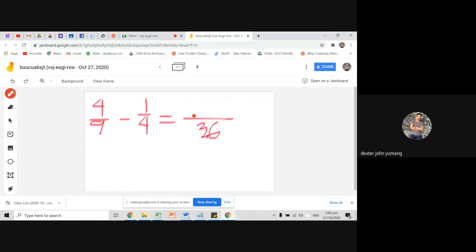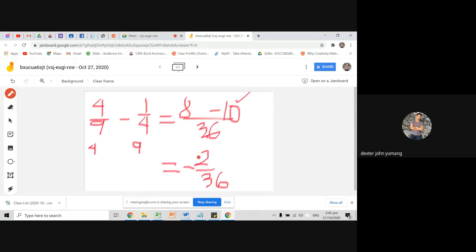36 divided by 9 is 4. 4 times 4, that is 16. Next, 36 divided by 4 is 9. O, baliktad lang sila, no? Kita nyo? 9 dito, 4, tapos 4 dito, 9. Baliktad lang sila. So, 9 times 1 is 9. Minus 16 minus 9, that is 7 over 36. Sino pong mas malaki? Si 8 or 10? Si 10 po ang mas malaki. Ano po ang symbol ni 10? Minus. So, copy po, minus.